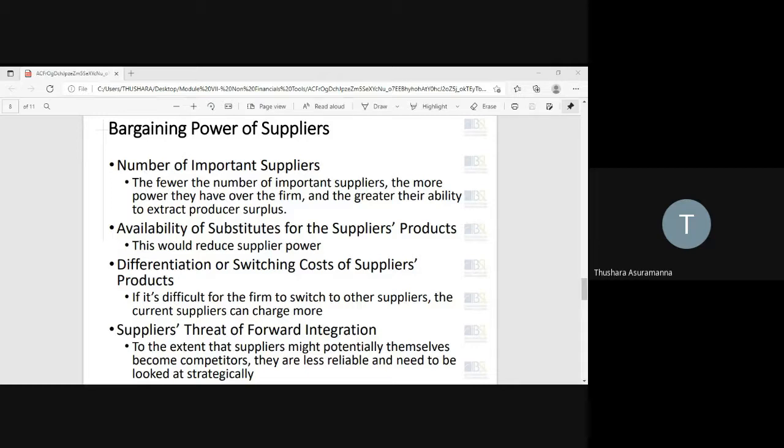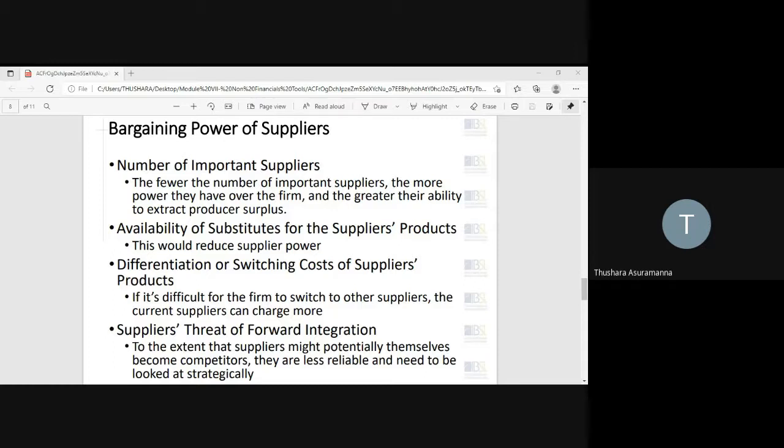So that means the number of important suppliers and their importance. Otherwise, if you have many suppliers, then you are less dependent on them. You can anytime move from one supplier to another because there are a number of suppliers out there. So we need to decide, generally in your market, whether suppliers are few or many, large or small, important or less important. That's what generally you need to understand. That's number one.